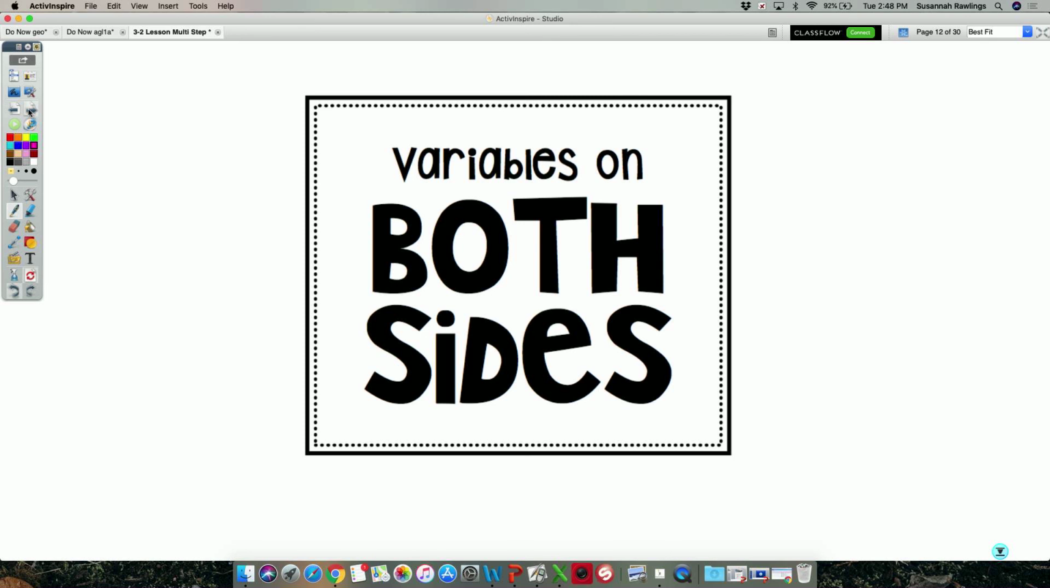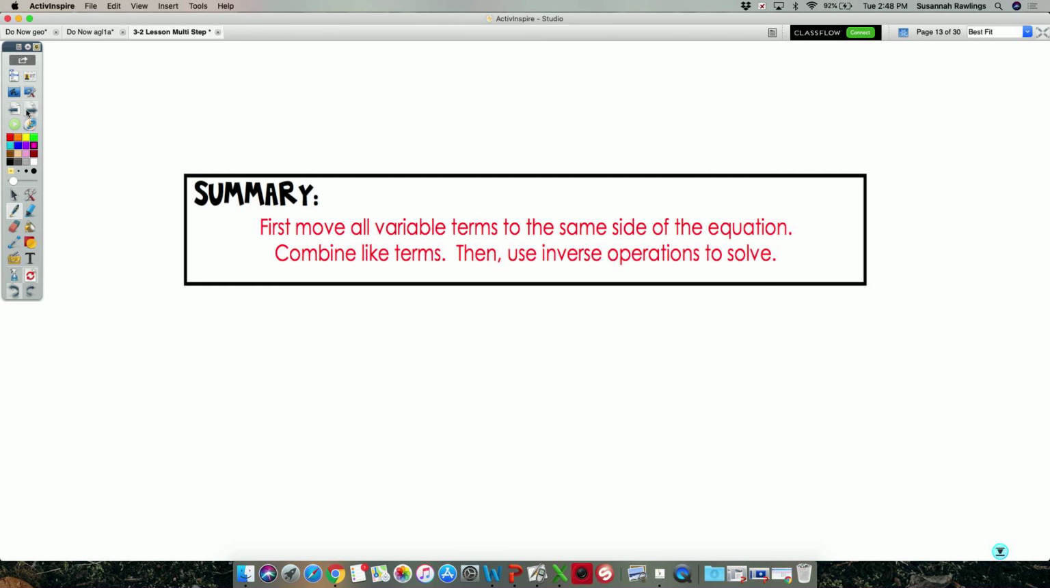So variables on both sides. Please write down the summary. First, move all variable terms to the same side of the equation.